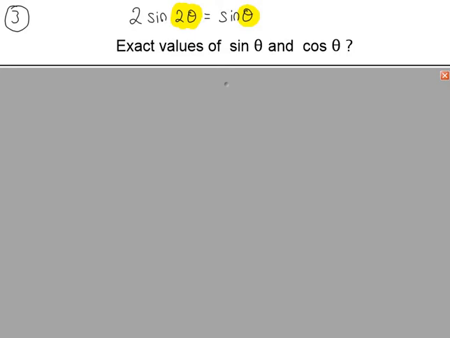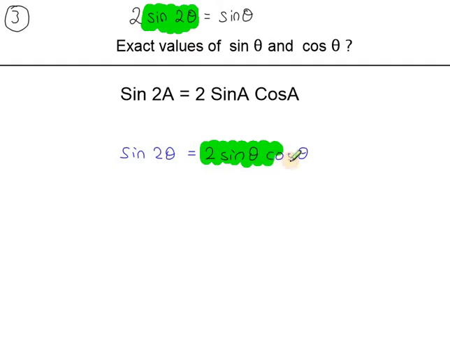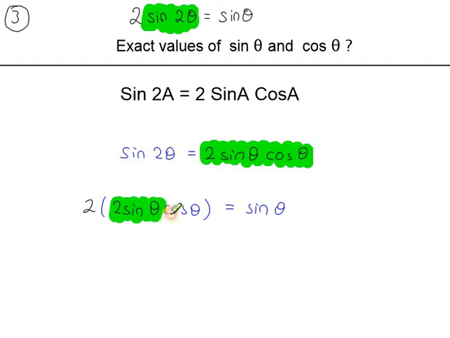So we'll use the double angle identity for sine 2a, which is 2 sine a cos a. If we write this identity in terms of the values given here, we're using angle theta instead of a. So we've got sine 2 theta is equal to 2 sine theta cos theta. Now we can replace the sine 2 theta with 2 sine theta cos theta, so that 2 there is this 2 here, and I've replaced sine 2 theta with 2 sine theta cos theta.